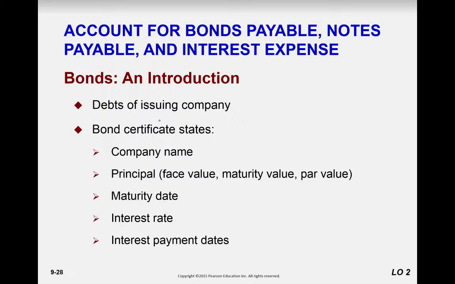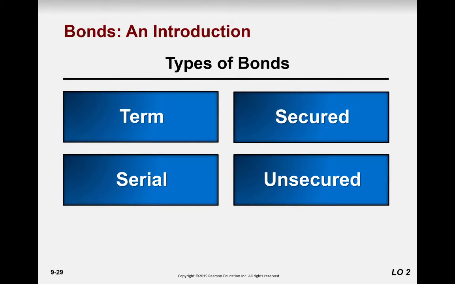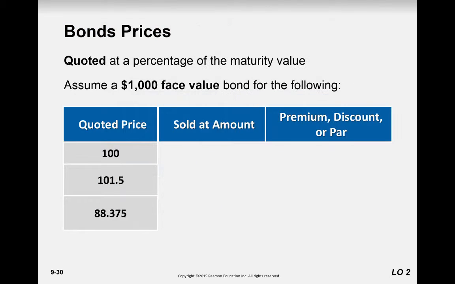Bond certificates have all of this type of information: the name, the principal, the maturity date, the interest rate, and the interest payments. Notice the face value, maturity value, and par value of the principal. We're going to go into those. These are types of bonds. You can have term bonds, serial, secured, and unsecured. Secured obviously has some type of collateral associated with it.